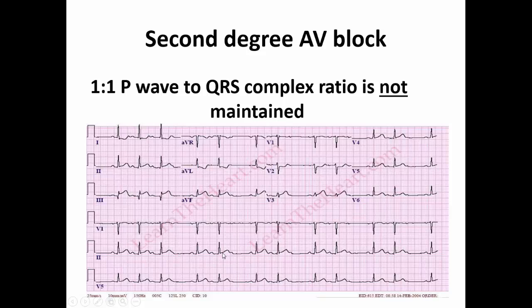If you get calipers out and you march it out, you'll see there's a dropped beat periodically. So P, P, P, no QRS. P, P, P, no QRS. P, P. So this is a Wenckebach type because your PR is getting longer every single time before it drops a beat. So your PR is short, gets a little longer, drops a beat.